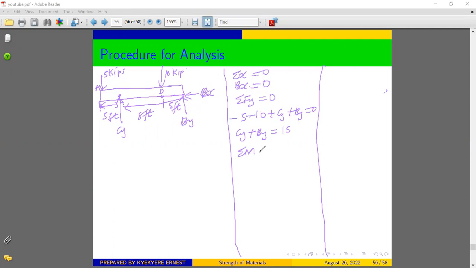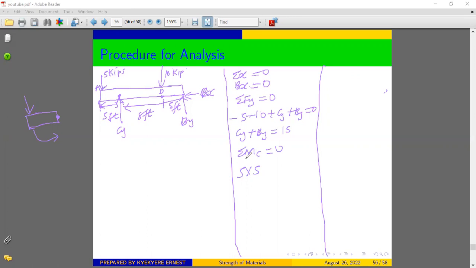And when we are taking moment at C, we are first of all going to pick the 5 kips. This is the force, and its perpendicular distance to where we are taking our moment is from this point to that point, which is 5. So we are going to get 5 times 5. But we check whether it is going to produce clockwise or anti-clockwise rotation. If I have my structure like this, this is point C where we are taking the moment and a force is applied here. You can see that this force is going to cause this object to rotate in this direction, which is anti-clockwise, so it's going to be positive.